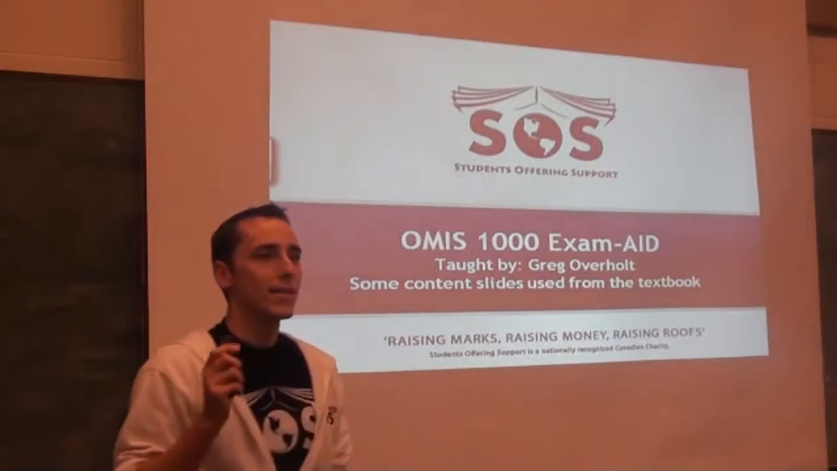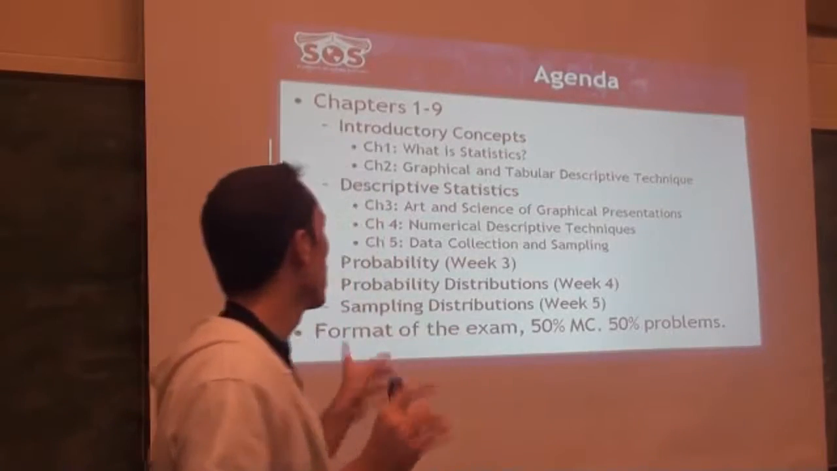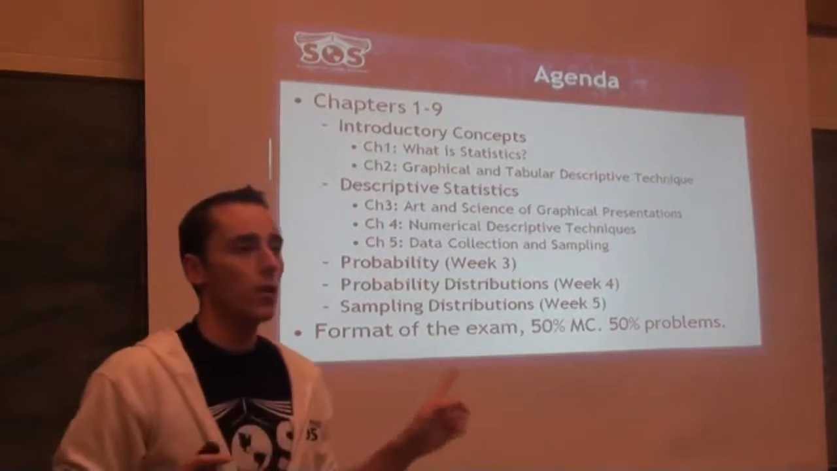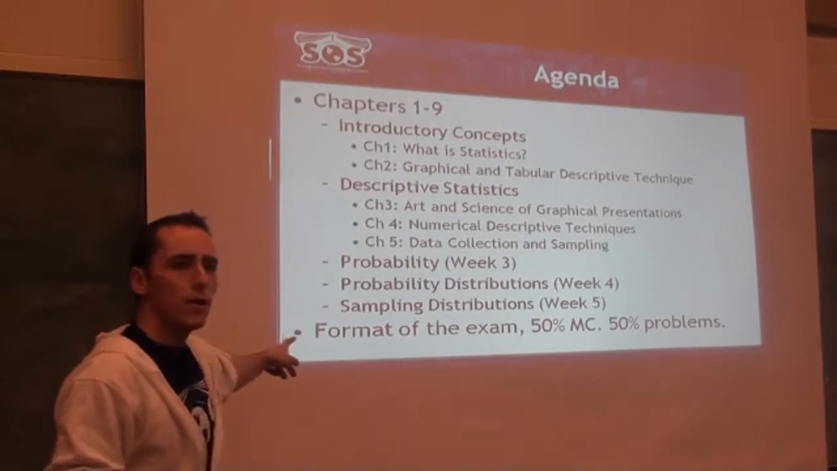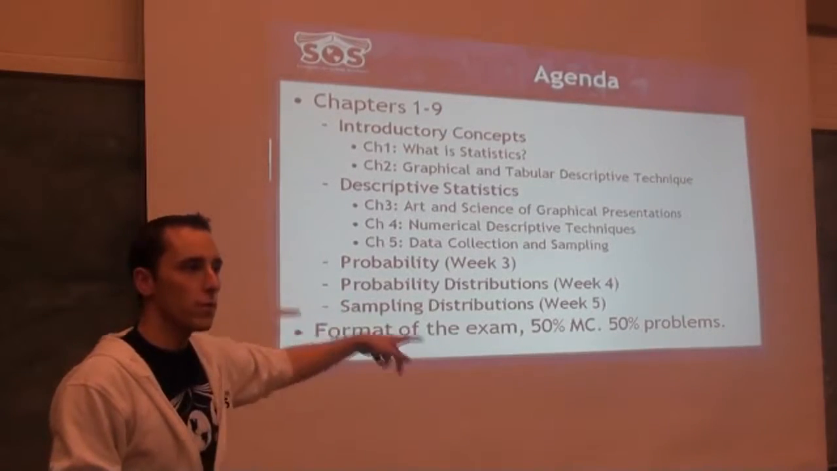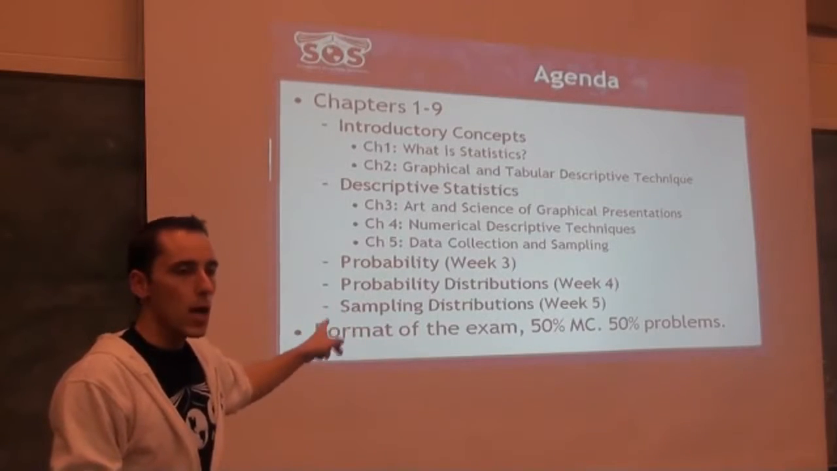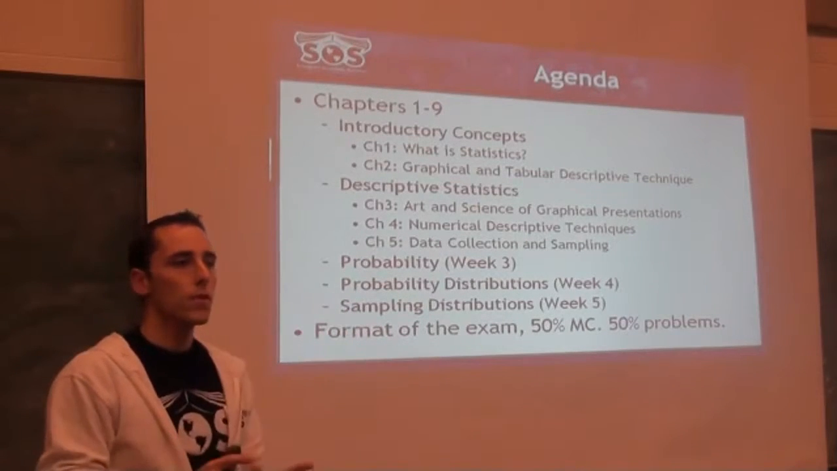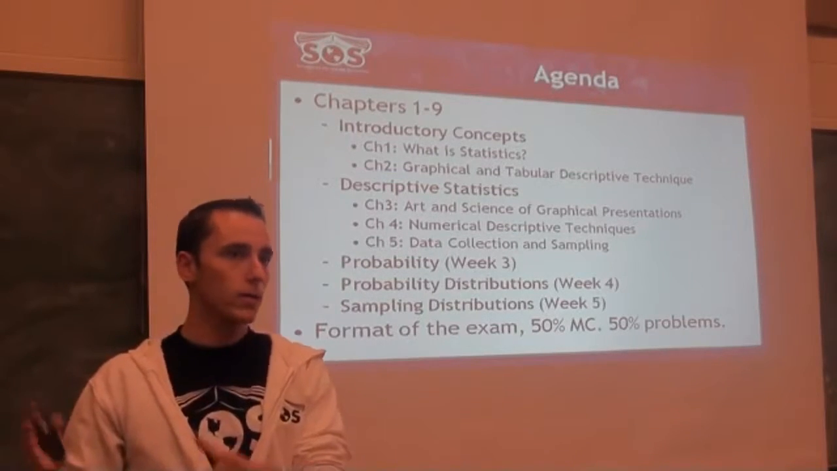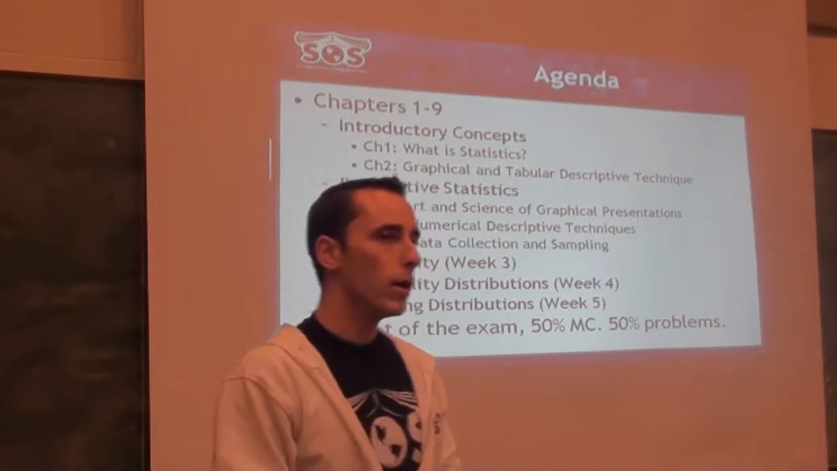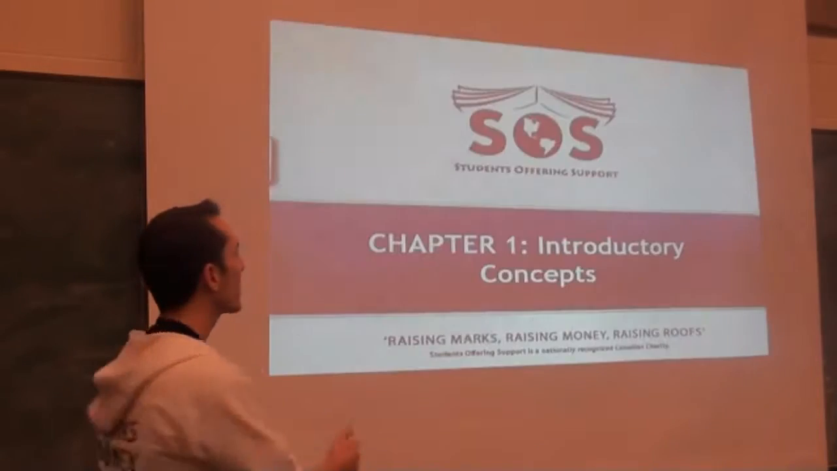Okay, so statistics. So what's the agenda? We're going to go through essentially all the chapters 1 through 9. And the format of the exam, if you guys know, is 50 multiple choice and 50 problems. So with that in mind, I'll make sure to hopefully highlight some of the things which I think are good multiple choice, and then some of the things which you should expect to have problems about, to give you a better approach.